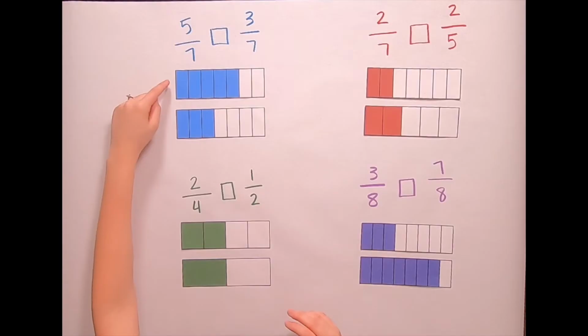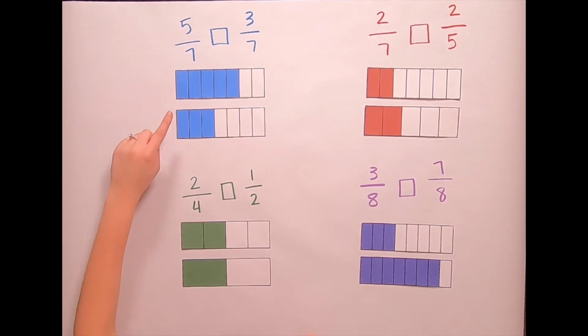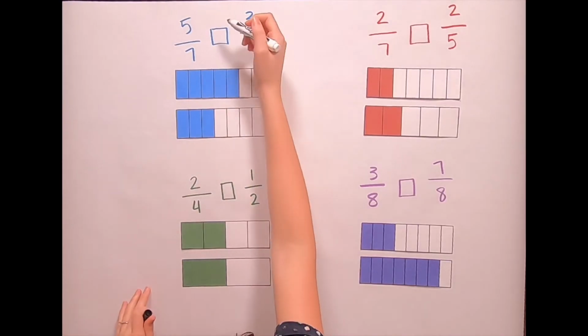I want us to review something together that you've probably learned before. We're going to be comparing two fractions, and I want you to get your hands ready and tell me if the first fraction is greater than, less than, or equal to the second fraction. Let's take a look. Is 5/7 greater than, less than, or equal to 3/7? Get your hands ready. That's right. 5/7 is greater than 3/7. So let's go ahead and write that in.